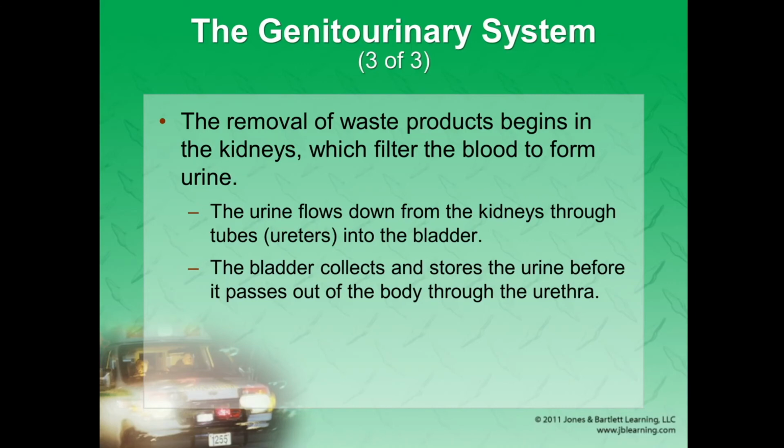The removal of waste products begins in the kidneys, which filter the blood to form urine. The urine flows down from the kidneys through tubes called ureters into the bladder. The bladder then collects and stores the urine before it passes out of the body through urination out the urethra.